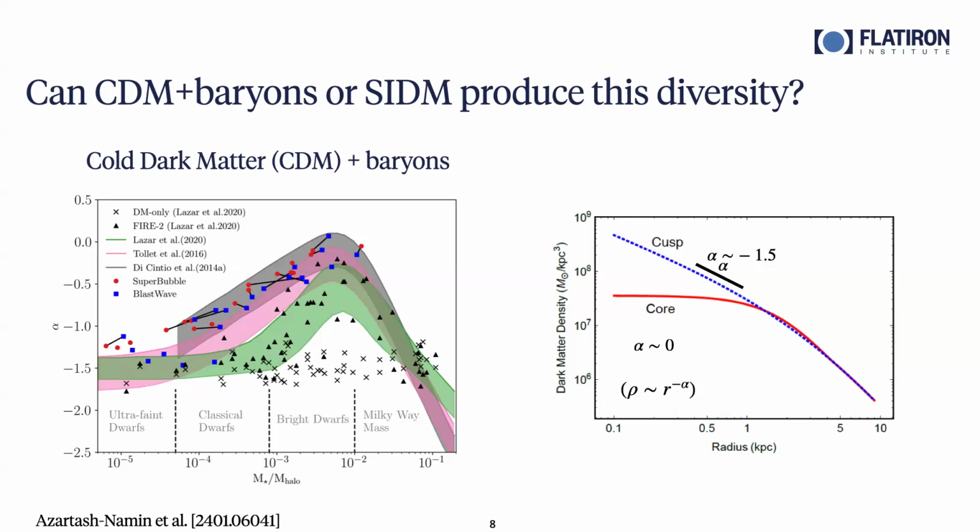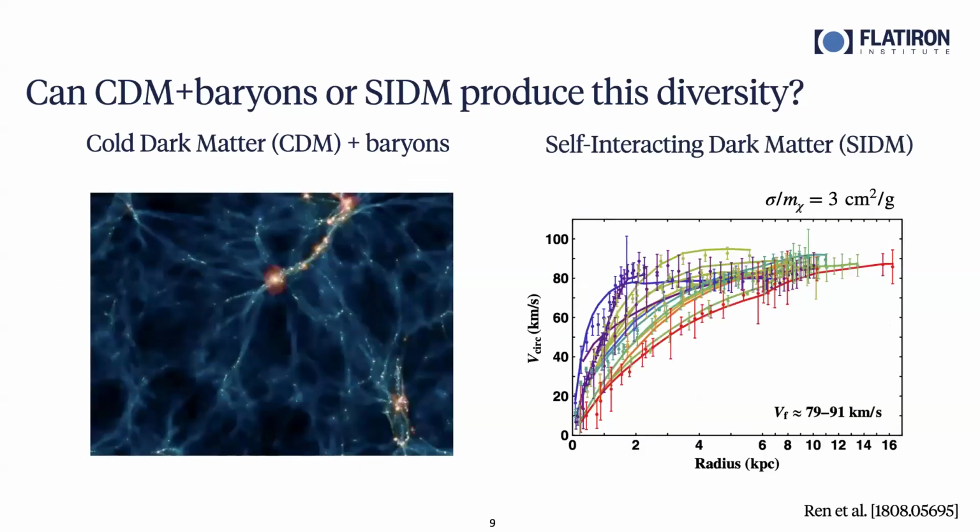And you see that there's this large spread, particularly around these bright dwarfs, where this diversity of rotation curves is maximized. Now, due to the spread in this relationship of the slope, as well as the spread in the stellar mass-halo mass relationship, this could potentially translate into some rotation curves rising more slowly in the central region and some rising more quickly in the central region at a fixed halo mass. That's one potential solution in cold dark matter.